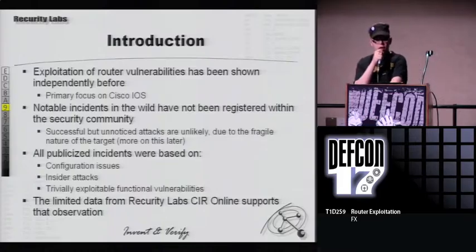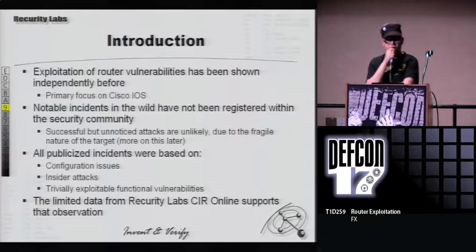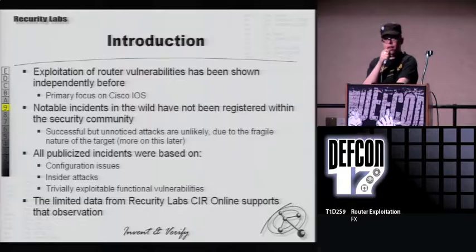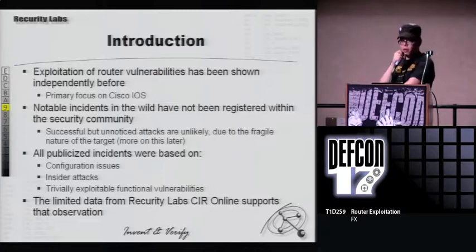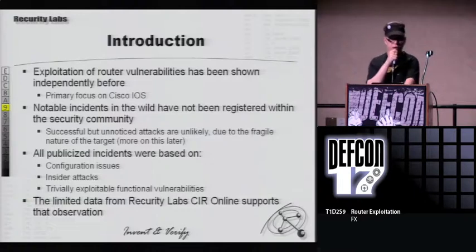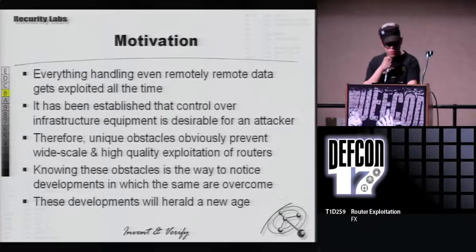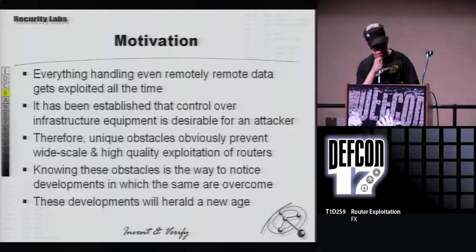The thing is, everything in Cisco is so fragile that, when you attack it, it just blows, and people notice. So it's not really easy to actually exploit them. And all incidents that we've seen have been insider attacks, configuration issues, trivial functionality bugs and stuff. So this is actually what we're seeing. And so, here's the motivation.